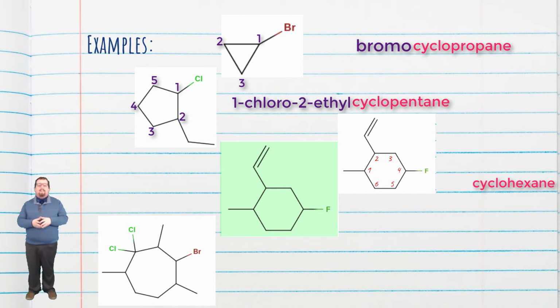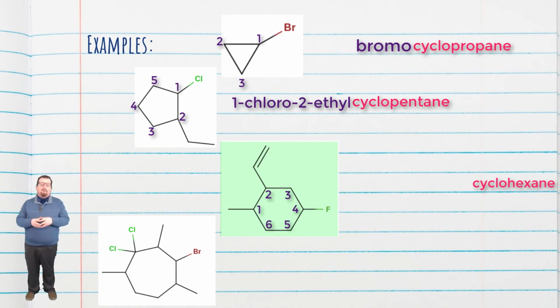The second group is a funny looking group that you haven't seen before. It's an ethene molecule attached as an alkyl group. So just like when we had ethane as an alkyl group and we named it ethyl, our ethene will be named ethylene. So for the name for this one, I got 2-ethylene, 4-fluoro, 1-methyl cyclohexane.